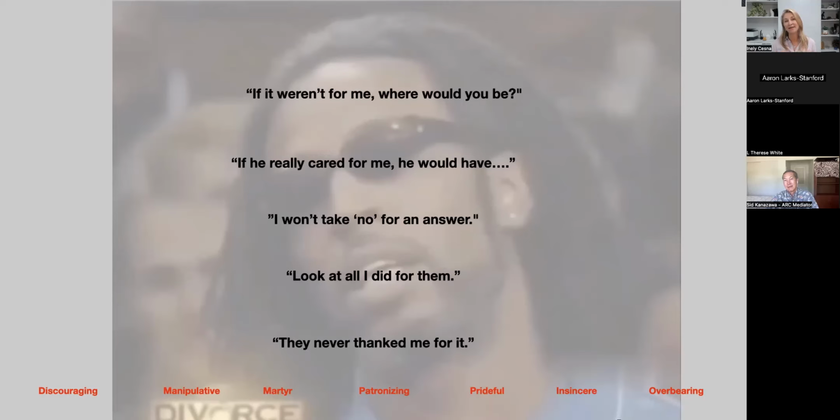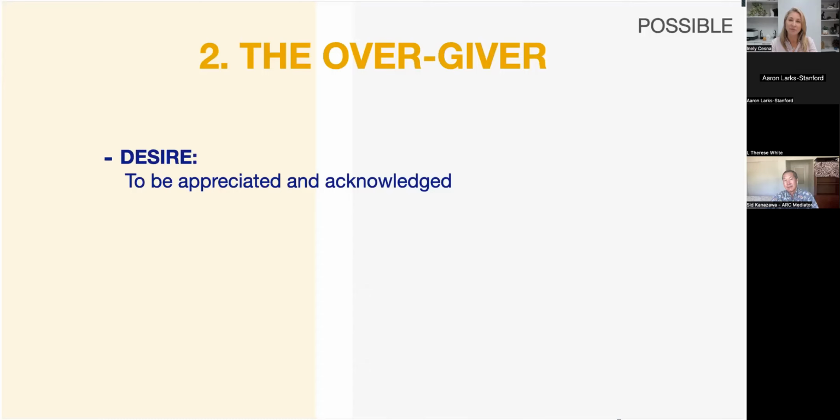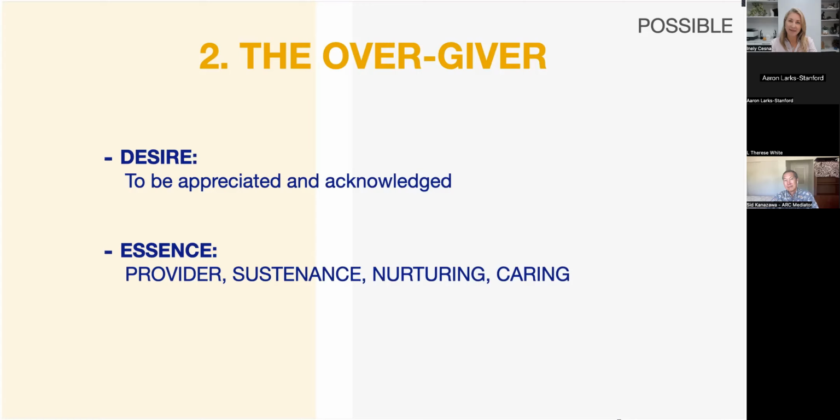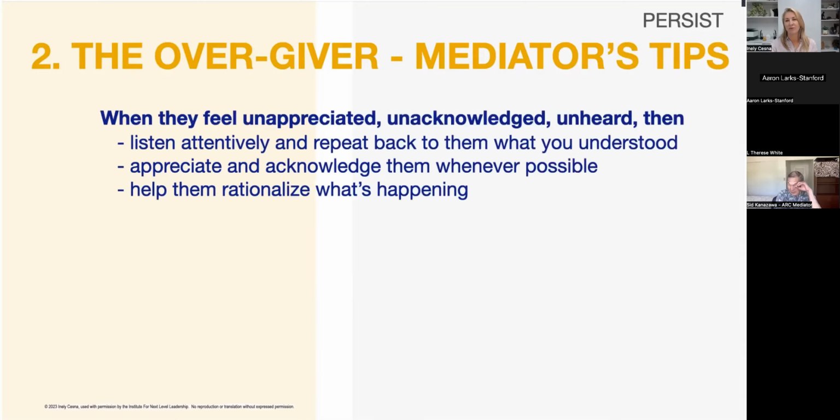Now, what lies underneath this pattern is a great desire to be appreciated and acknowledged. And the essence here is the essence of being the provider. Think of the umbilical cord of creation. It's this essence that wants to feed, to sustain, to nurture and care for the other. But of course, the other doesn't see that, and then there's the conflict. But once we start realizing the desire and the essence, possibility starts to come forward.